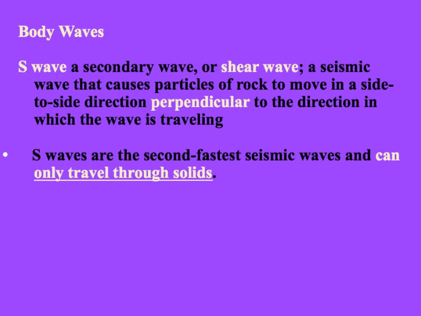The second wave is called the S wave, called the secondary wave, also known as a shear wave, and it moves up and down in a side-to-side direction perpendicular to the direction of the wave.